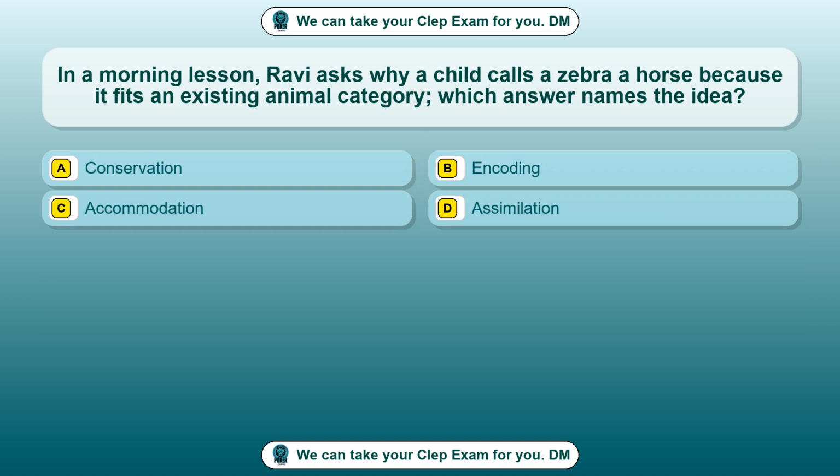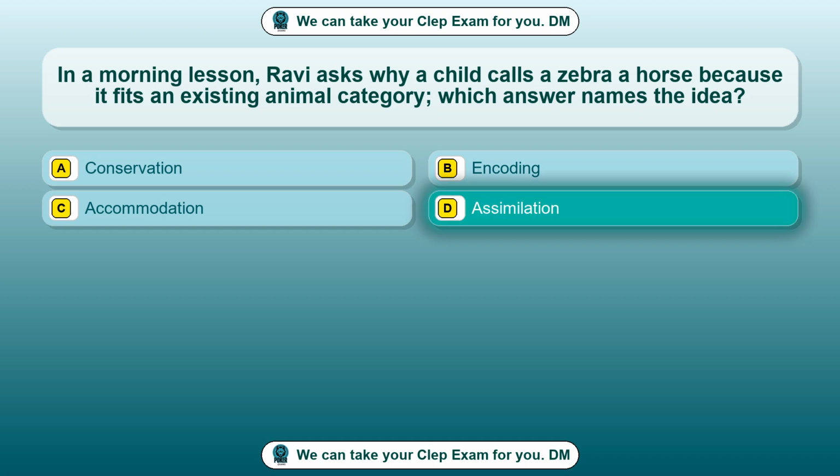Question 14. In a morning lesson, Ravi asks why a child calls a zebra a horse because it fits an existing animal category. Which answer names the idea? Option A, conservation. Option B, encoding. Option C, accommodation. Option D, assimilation. The correct answer is option D.